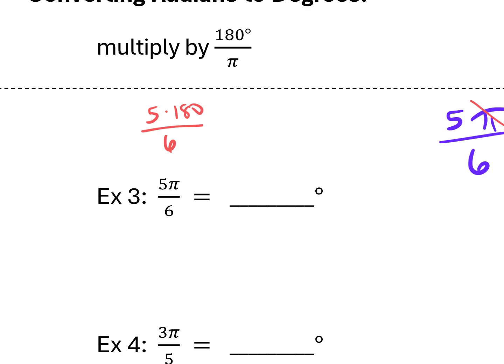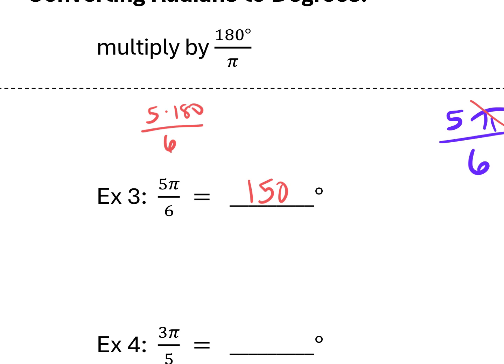If you have a calculator, it's very straightforward and easy. If you don't have a calculator, do the division first. What's 180 divided by 6? How many times does 6 go into 180? 30. And then what's 30 times 5? 150. So for many of these, you're going to be able to do some mental math also.